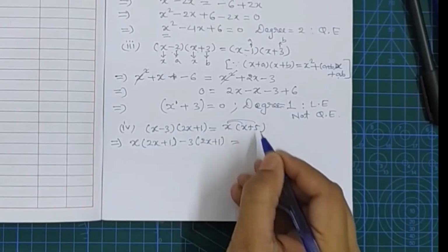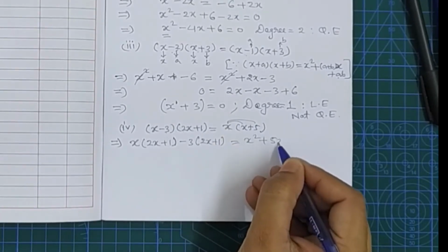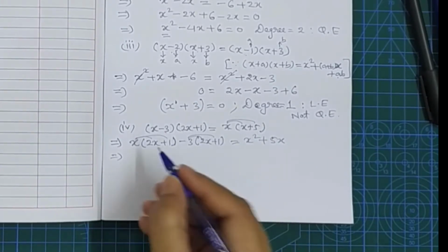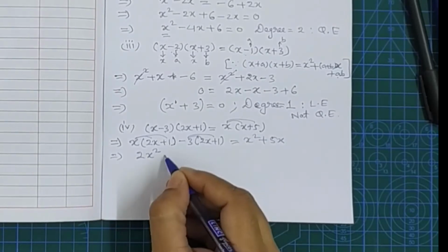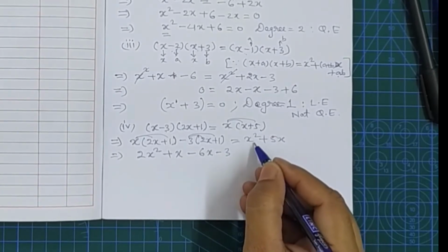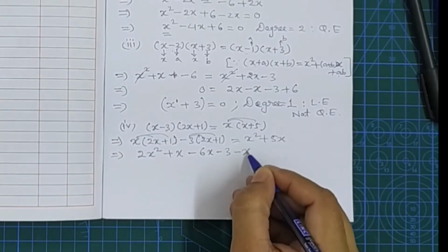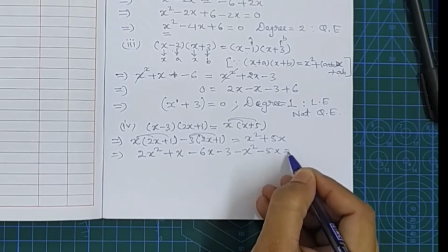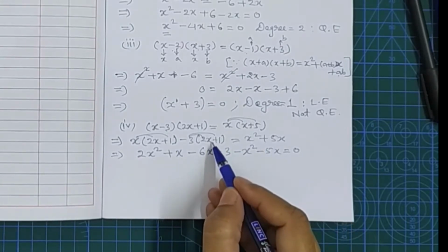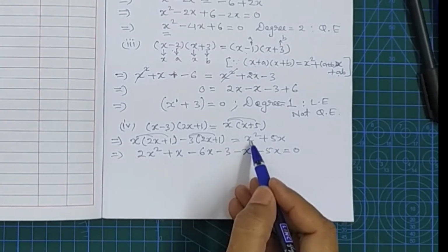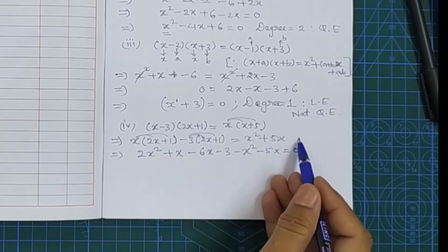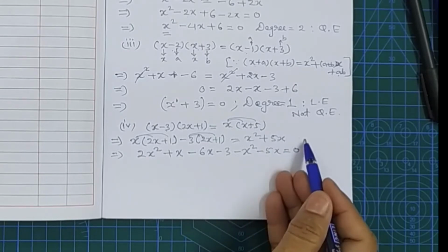On the other side, x distributed, we get x square plus 5x. Here once again go for the distributive law. Here also go for the distributive law. So we have here 2x square plus x minus 6x minus 3. Transpose these two terms to the other side. We have x square minus 5x. Though there is nothing called transposing, it is like here on both sides subtract x square and subtract 5x. So on the left side you have the subtracted forms and on the right side x square minus x square turns 0, plus 5x minus 5x turns 0.